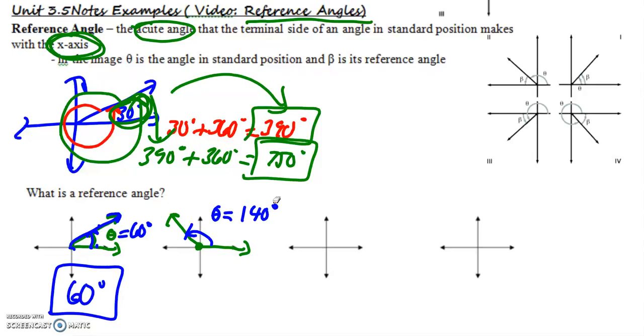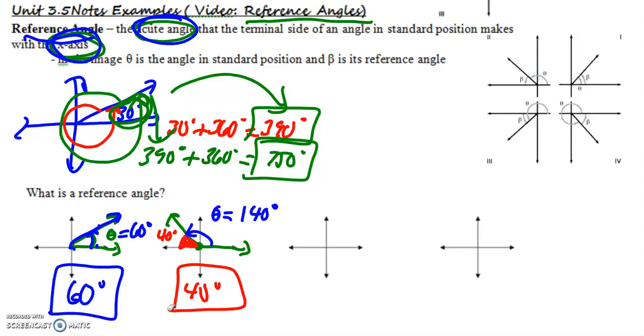This time, what we need to think about is if a reference angle is an acute angle, and it has to relate to the x-axis. If we look at the angle that I gave you, it's 140, which is definitely obtuse. However, if we look at this little angle here, does it fit the criteria of a reference angle? Is it going to be acute? Yes. Does it relate to the x-axis? Yes. So if we think about that a straight line is 180 degrees, if this is 140, the rest of it must be 40 degrees, which means that your reference angle this time is 40.